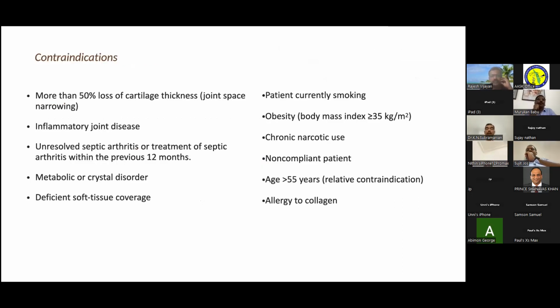But there are certain contraindications: more than 50% loss of cartilage thickness, inflammatory joint disease, unresolved septic arthritis or metabolic disorder, or deficient soft tissue coverage, like anyone who has got an open injury, and smoking patients, obesity, chronic narcotic use, non-compliant patients, elderly individuals, and those who are allergic to collagen. Allergy to collagen is very rare, but other things should be taken into mind, like current smoking and obesity. Those kinds of patients should never go for any biological procedure. The chance of failure of healing is very, very high.